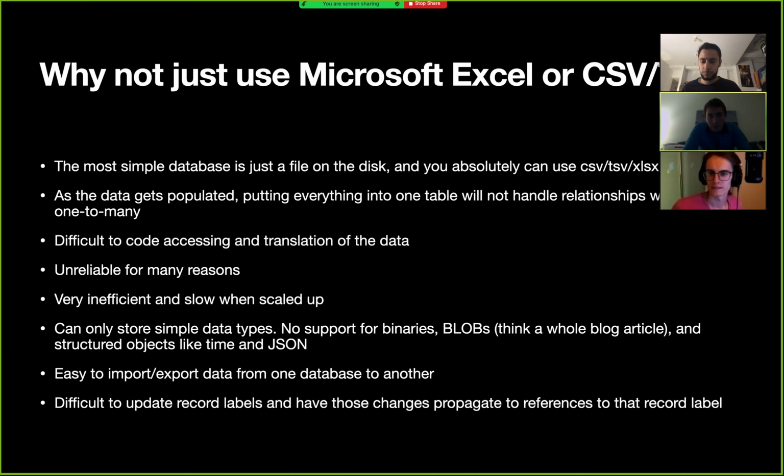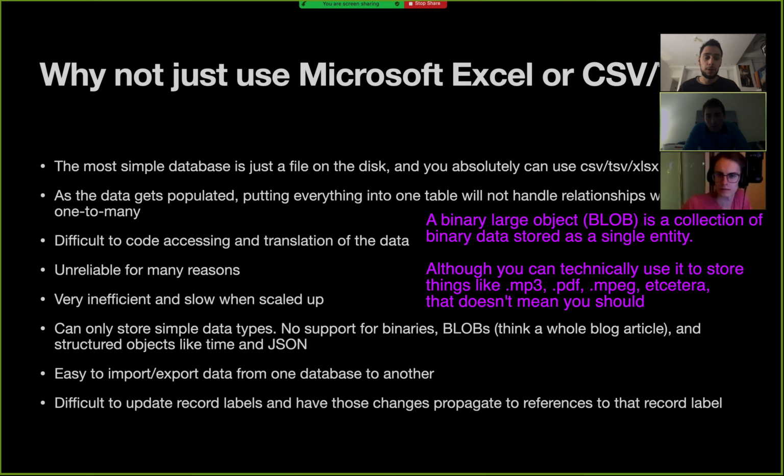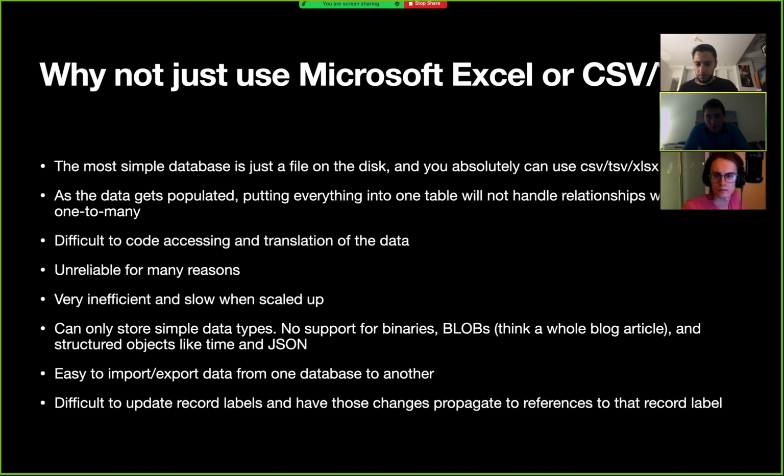What's a blob? A blob is a data type that is a large block of text. So for example, a blog article is typically stored as a blob. It's not just a big string, but it includes new line characters and markup and stuff like that. You can also store pictures as blobs as well.